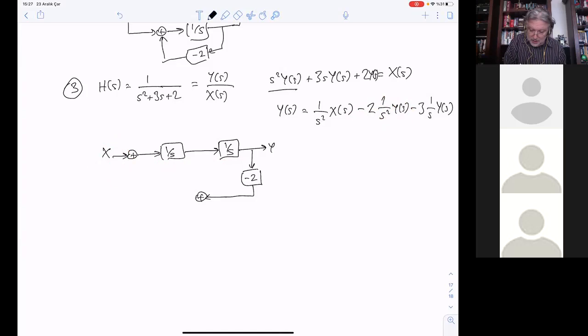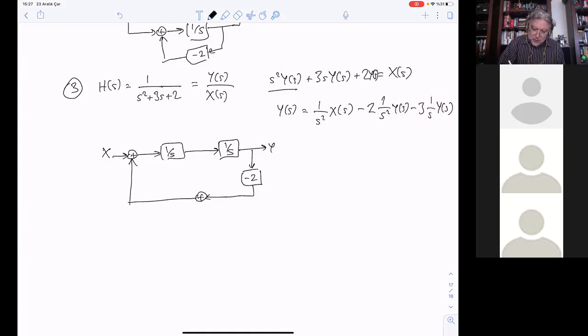So I am supposed to have that be equally integrated twice. But there is also a minus 3 times 1 over s times y of s. So this thing is not integrated twice, but it must be integrated only once.